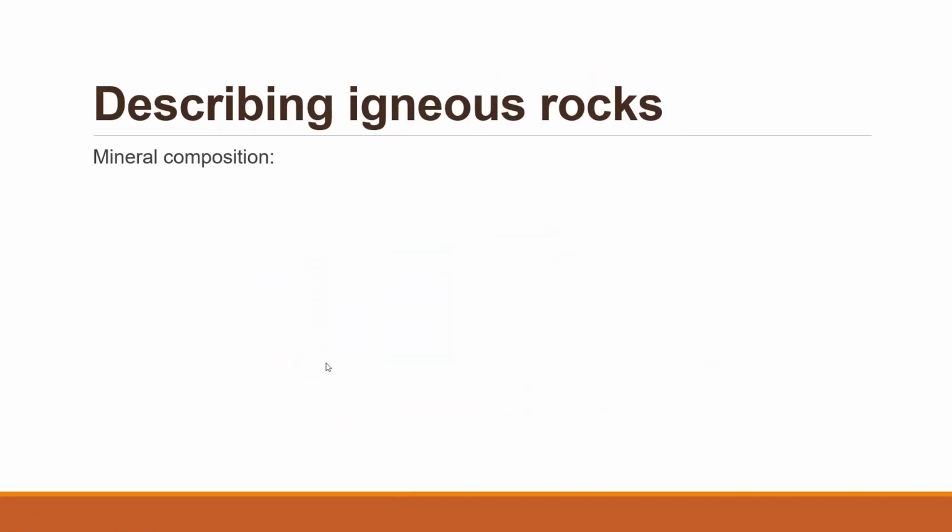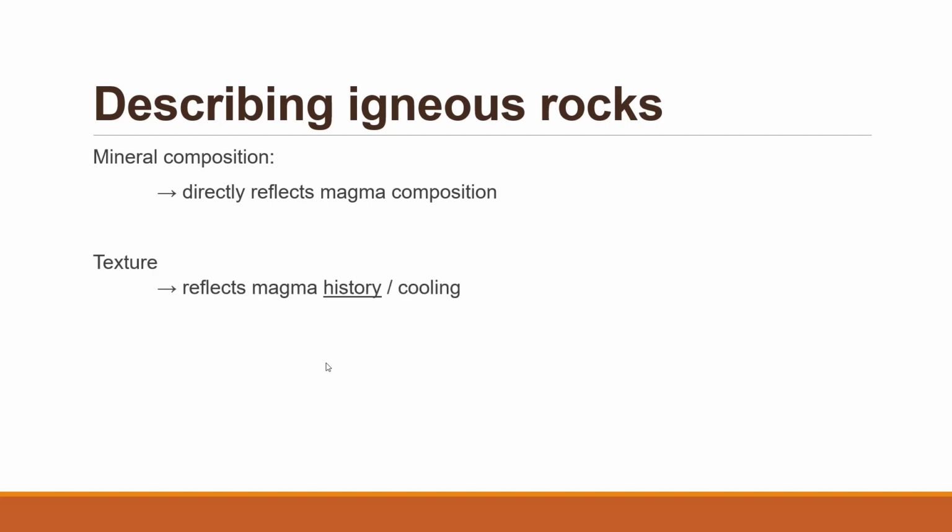So when we're describing our igneous rocks, again, you've already seen this, we're going to look at the mineral composition. This will come from the magma composition, and we'll look at texture. So that's going to be the cooling history, and these two things will determine what word we use.